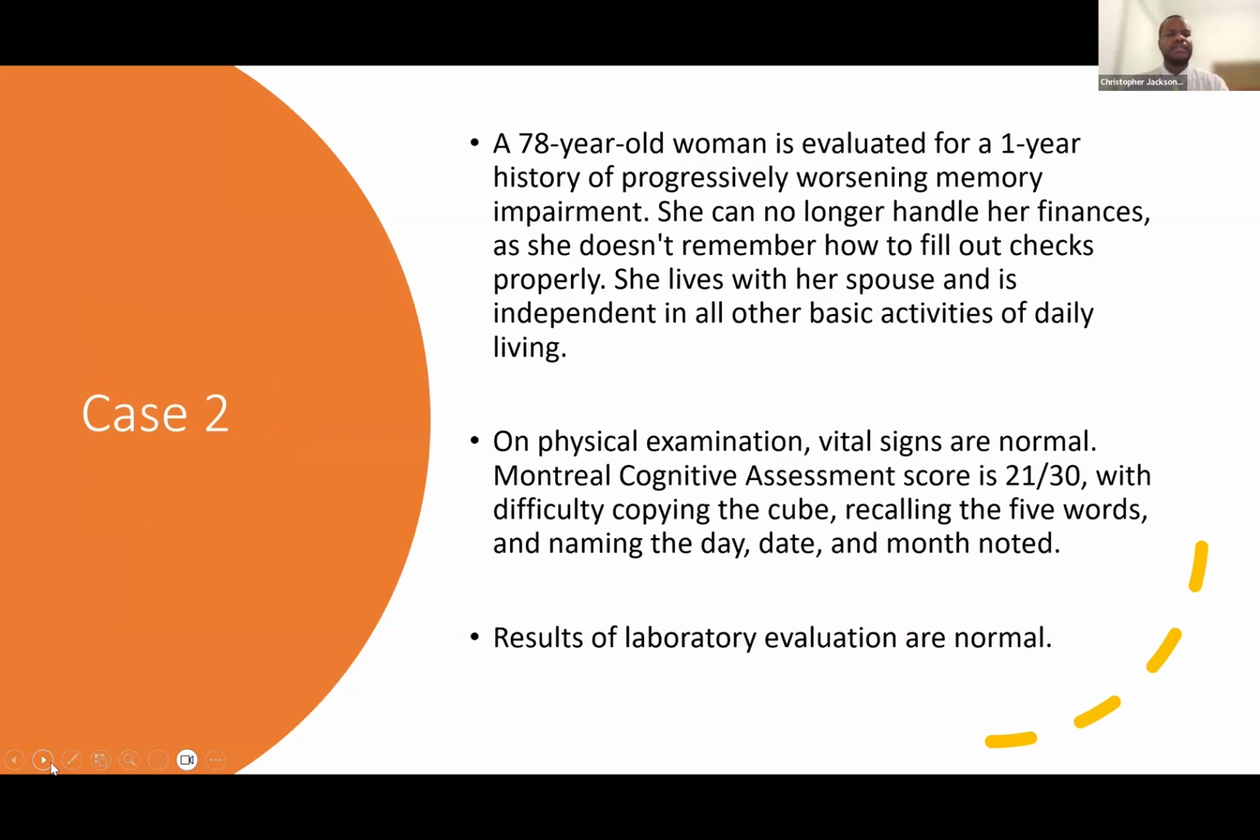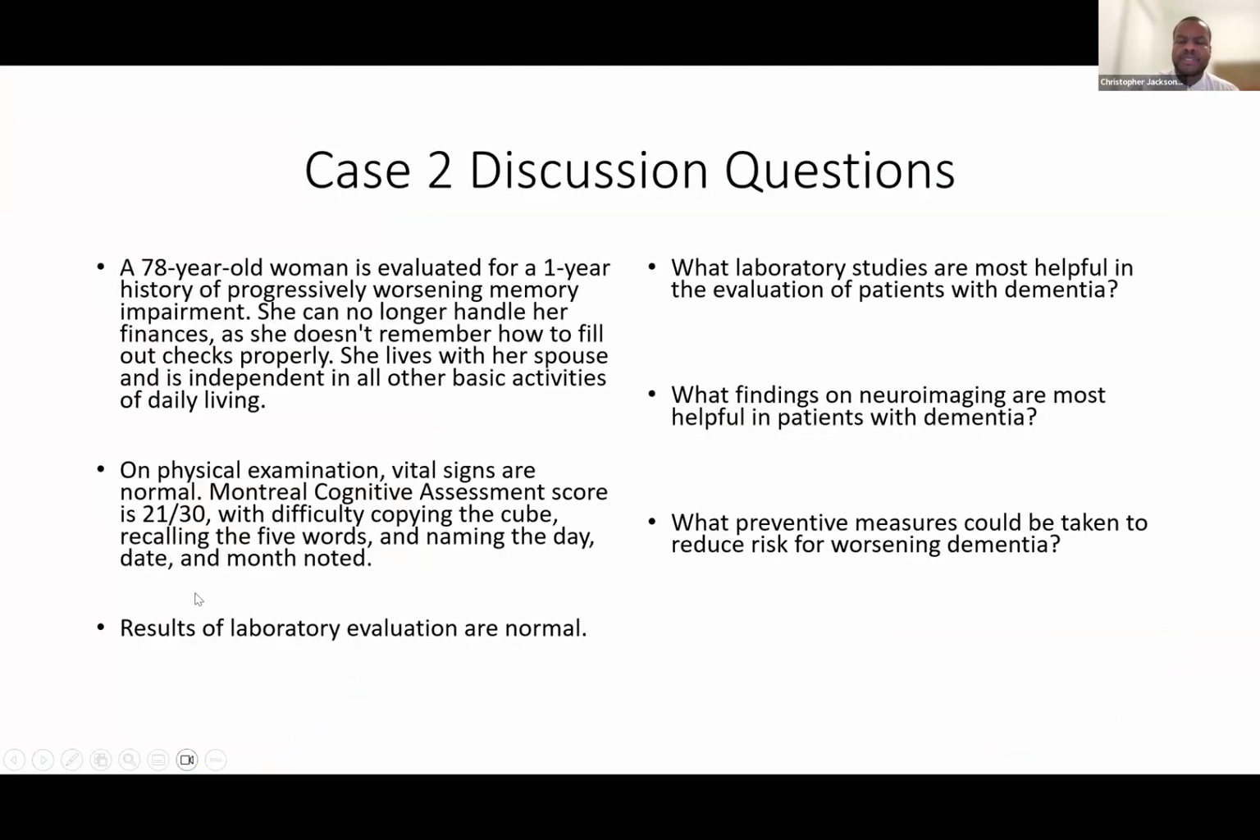But let's keep going. Let's say I give you a 78-year-old woman, evaluated for a 1-year history of progressive worsening memory impairment. She can no longer handle her finances, doesn't remember how to fill out checks properly, lives with her spouse and is independent in her basic ADLs, but you do a MoCA and it's 21 out of 30. So we do worry that this is, again, in that dementia category, and she has normal labs. Let's think through what lab studies are most helpful, what findings on imaging are most helpful, and what preventive measures, if any, can be taken.